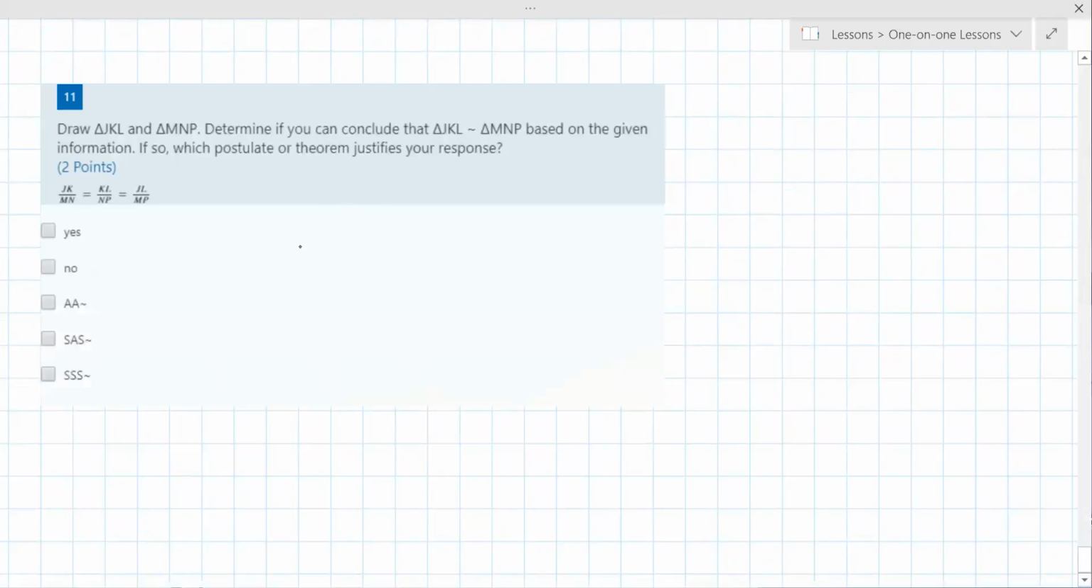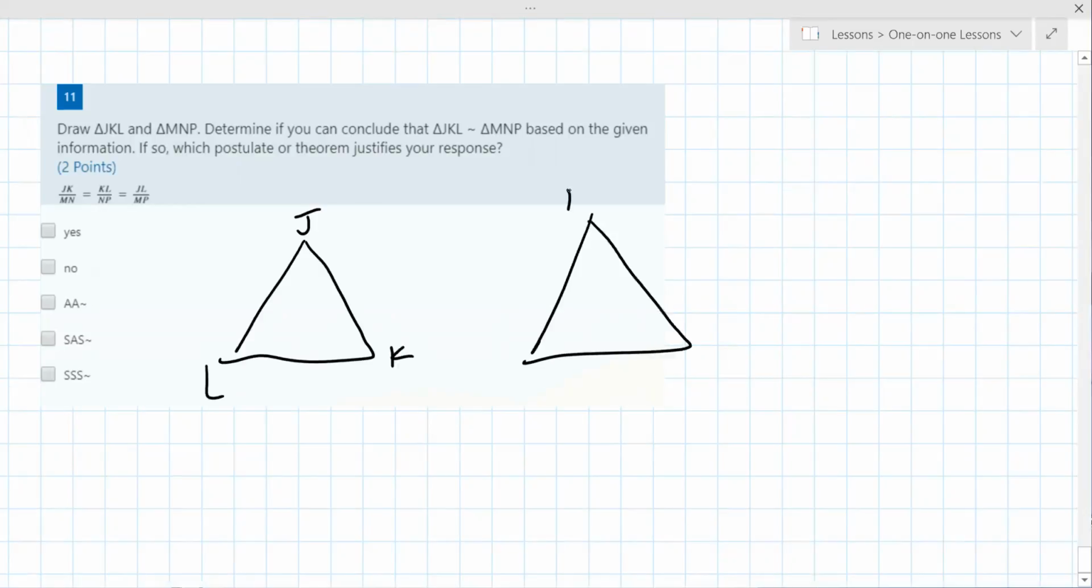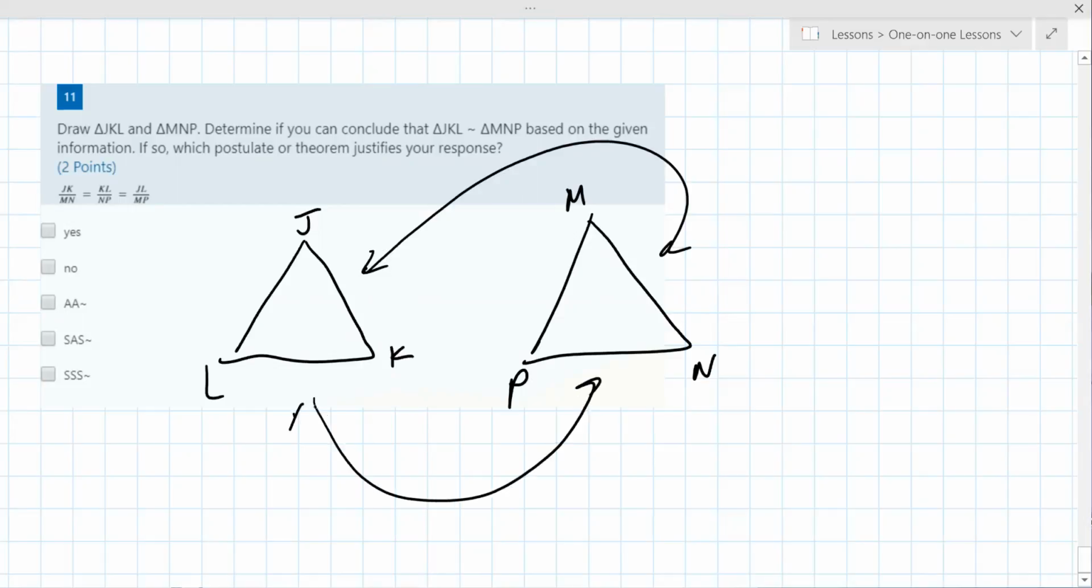All right, so we'll do the same thing here. JKL, MNP. So JK goes with MN, so these sides go together. KL goes with NP, so these sides go together. And then JL goes with MP, so these sides go together. So it looks like it's side, side, side, and yes.